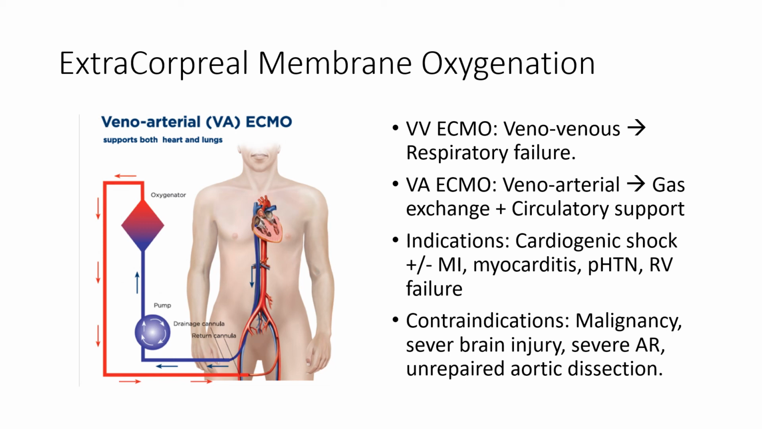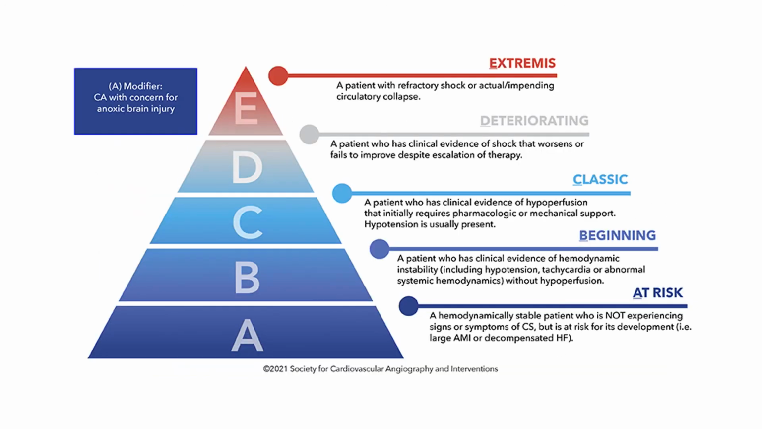Some contraindications. Again, the idea here with ECMO is that it's not a permanent solution, and it needs careful consideration about what your next steps are. Maybe that may be a transplant. It could be an LVAD. It could be any kind of bridge, what's called a bridge to decision. So, contraindications. Again, what is the game plan? Someone with malignancy, severe brain injury, aortic regurgitation, or unrepaired aortic dissection, these are some of the things that you have to think about when you do this.